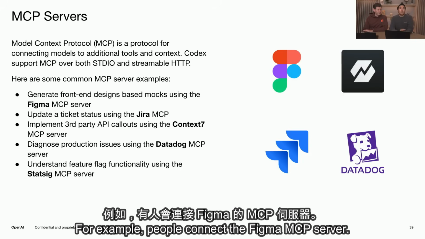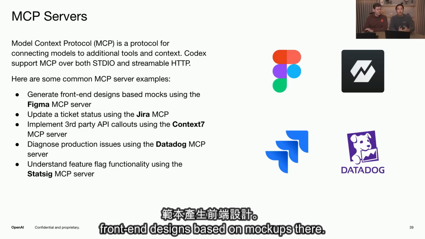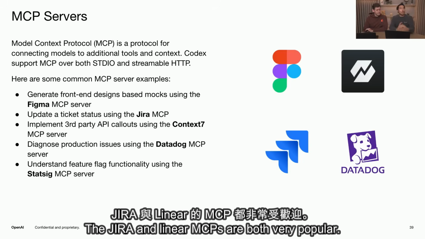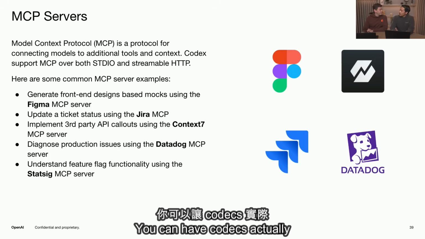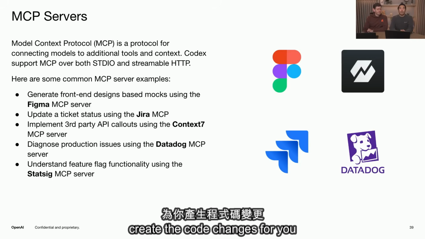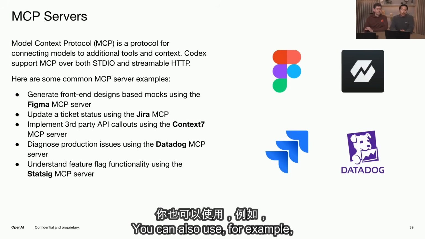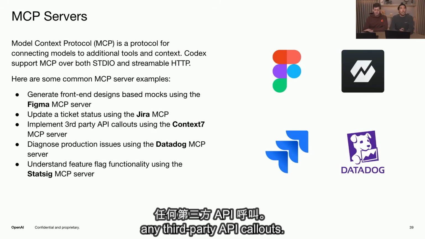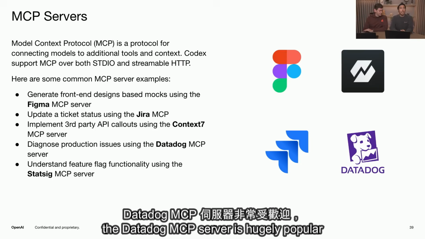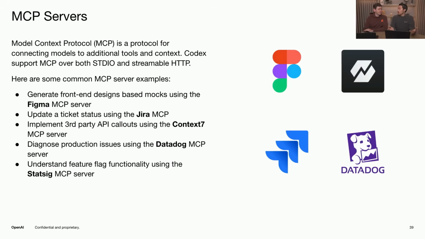For example, people connect the Figma MCP server so they can generate front-end designs based on mockups there. The Jira and Linear MCPs are both very popular. For example, you can see what tickets are assigned to you, have Codex actually create the code changes for you, and update the ticket to done. You can also use, for example, Context7 to implement any third-party API callouts. And the Datadog MCP server is hugely popular to diagnose any production issues as well.